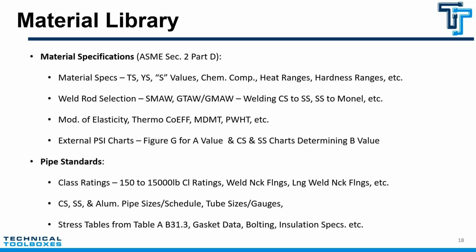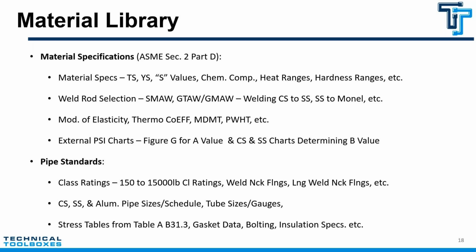Pipe standards, class ratings, 150 to 1,500 pound. It has weld neck flanges, long weld neck flanges, etc. It has all those in an instant. You don't have to go to the codes. It's there. Just click on any of the subject matters of interest, and there it is. All the values that you need.